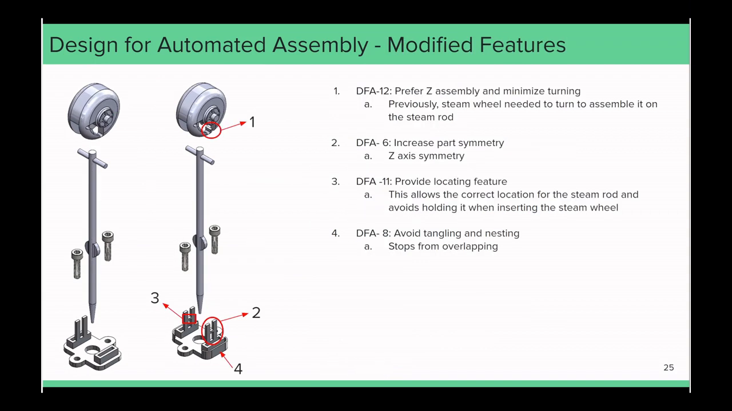We added a slot to enable Z assembly and minimize turning. To make the steam stand symmetric, we mimicked the tall extrusion on the left. We also added a step on the tall extrusion to avoid holding the steam rod while inserting the steam wheel, and we added an external lip to avoid overlapping.